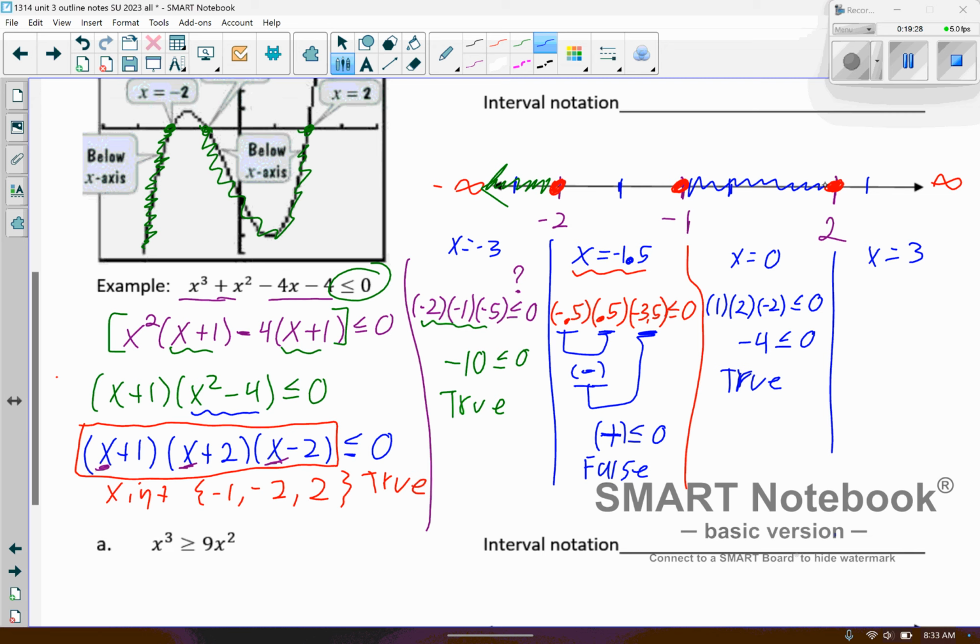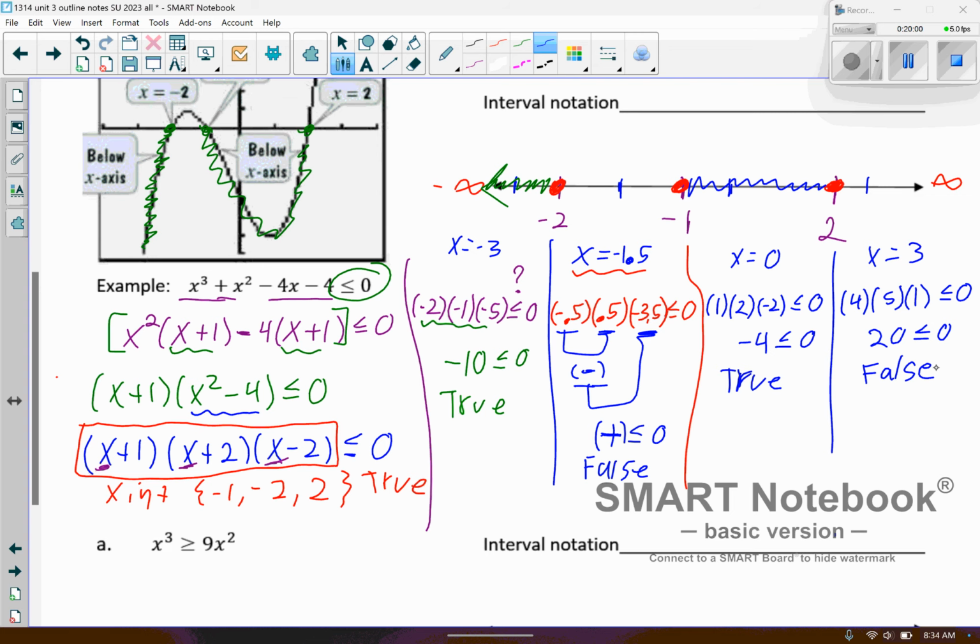And then our next one is 3. We're going to plug in 3. So 3 plus 1 is 4. 3 plus 2 is 5. And 3 minus 2 is 1. Is that less than or equal to 0? Well, it's a bunch of positive numbers getting multiplied together, and it comes back as +20. And positive 20 is not less than or equal to 0, so that is going to be false.